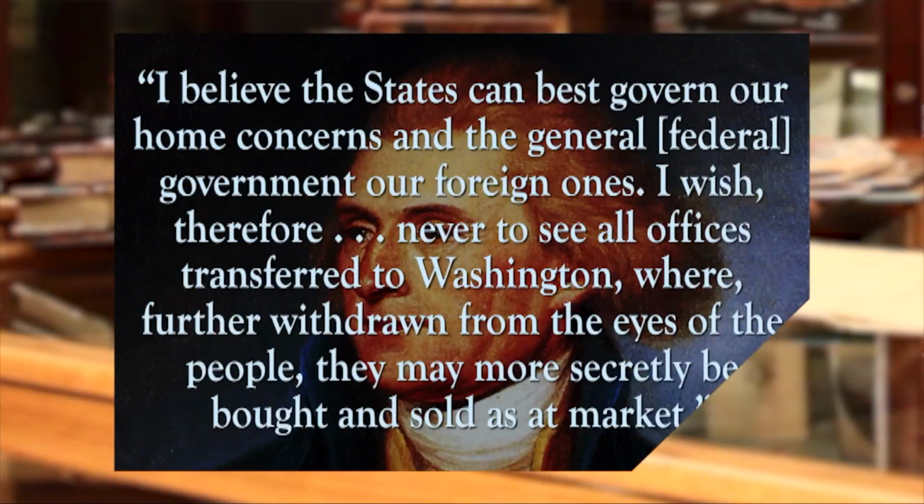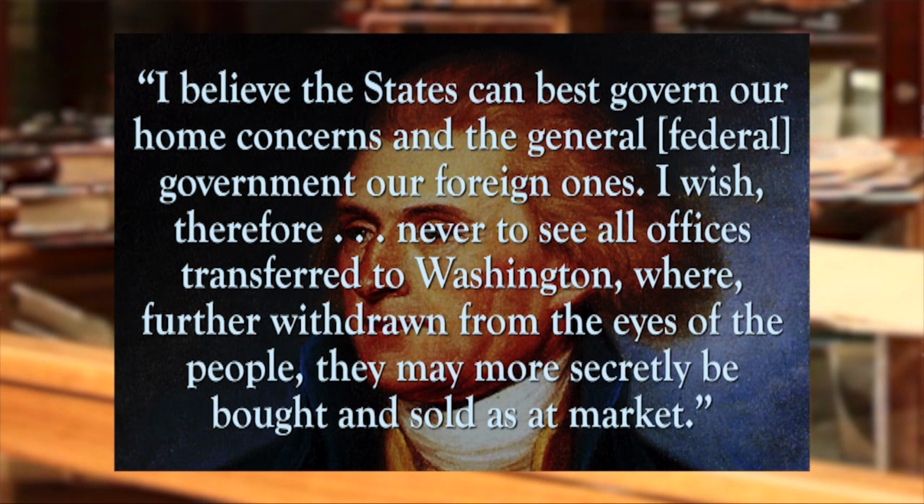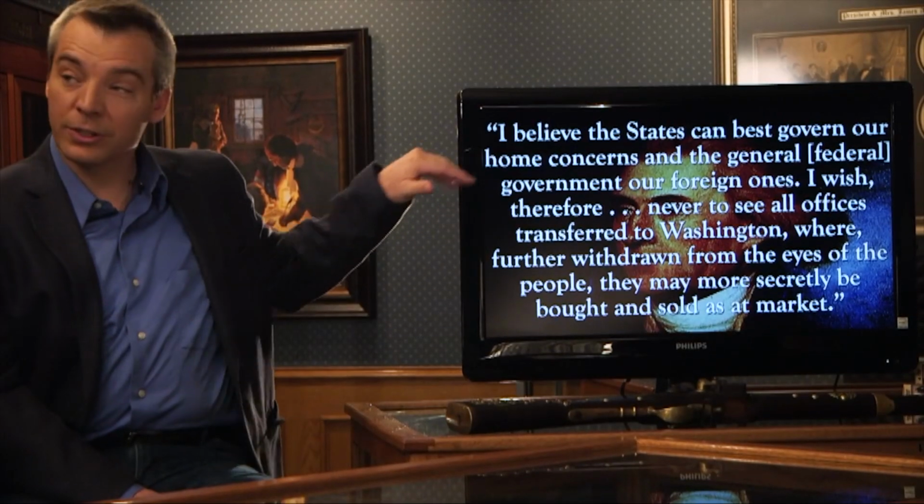I love what was said about this, quite frankly. This is what Jefferson said: I believe the states can best govern our home concerns, and the general or federal government our foreign ones. Notice that distinction. If it deals with outside of the country, that's the federal government. If it deals with inside the country, that's the states. And that's what the 17th Amendment was designed to guarantee. So again, jurisdictional lines.